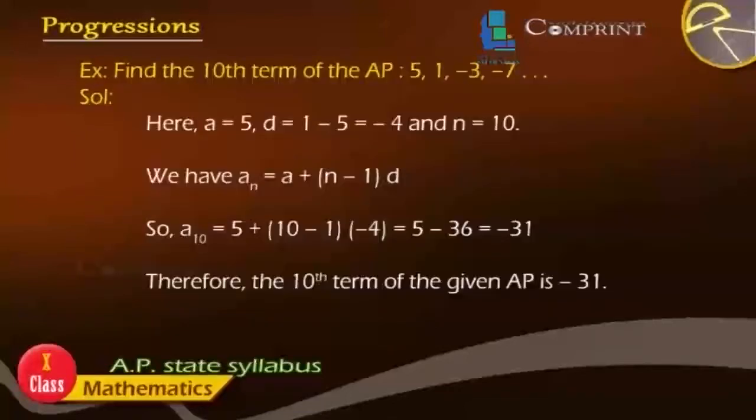Example. Find the 10th term of the AP 5, 1, minus 3, minus 7, and so on. Solution. Here a is equal to 5, d is equal to 1 minus 5 is equal to minus 4, and n is equal to 10. We have an is equal to a plus n minus 1 into d. So a10 is equal to 5 plus 10 minus 1 into minus 4 is equal to 5 minus 36 is equal to minus 31. Therefore, the 10th term of the given AP is minus 31.